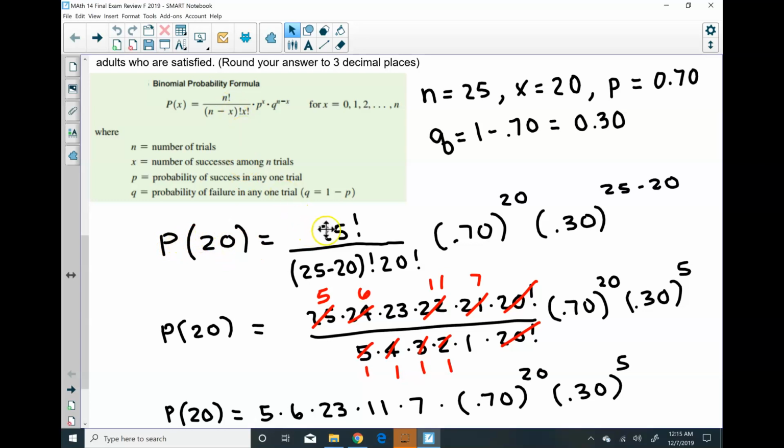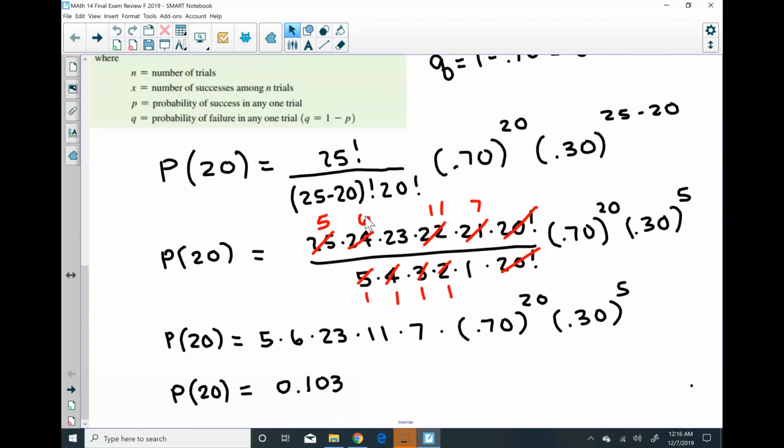So you have n, which is 25 factorial, over 25 minus 20, which represents x factorial, times x factorial, which is 20 factorial, times 0.70 to the 20th power, times 0.30 to the 25 minus 20 power. And then what you can do is just go ahead and simplify.